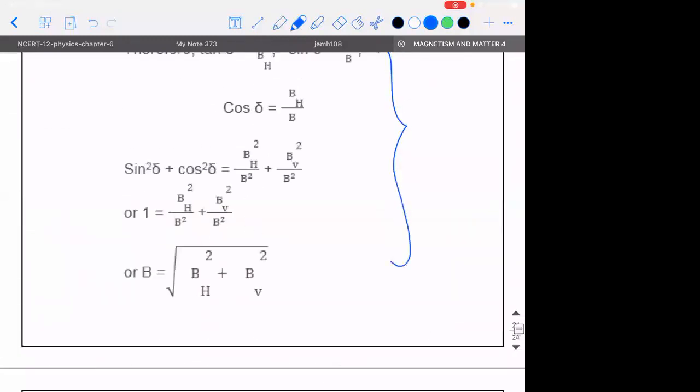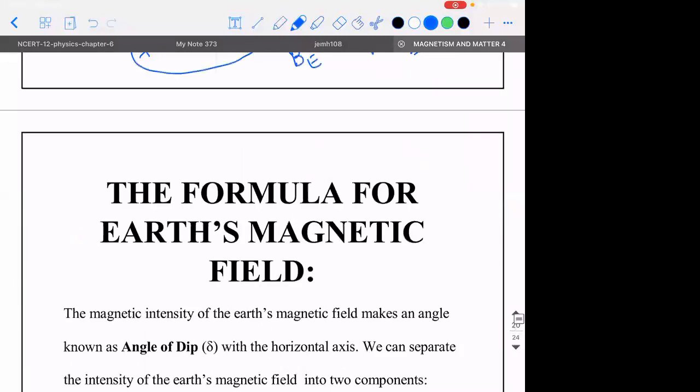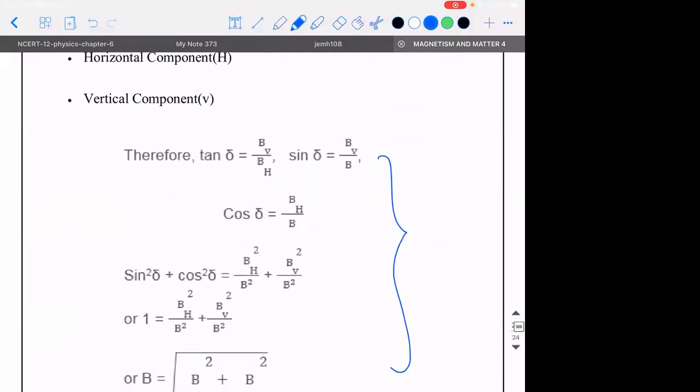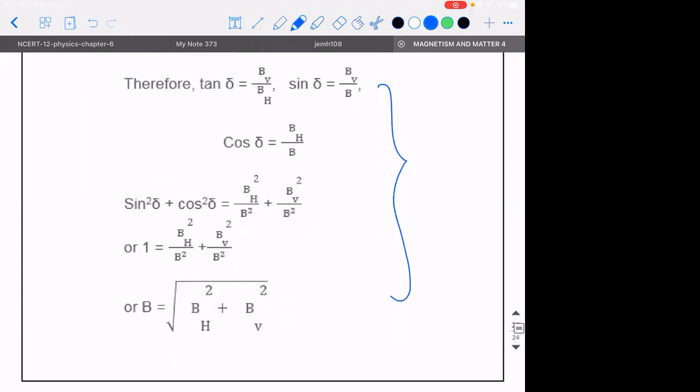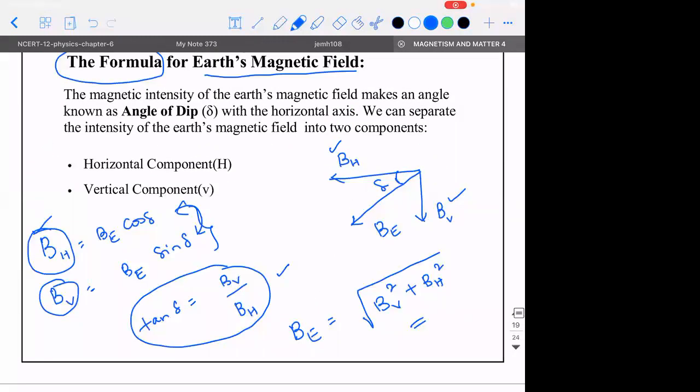Am I clear, guys? Could you show the derivation? Which derivation? There is no derivation. Don't look at this, you will get confused. There is no derivation, it is just application of the parallelogram law of vectors.